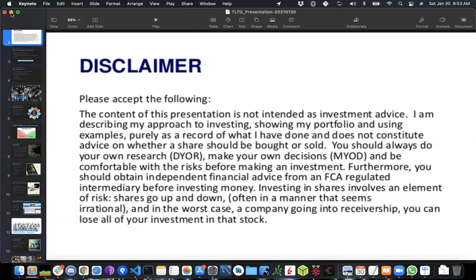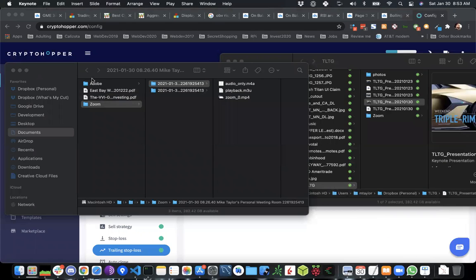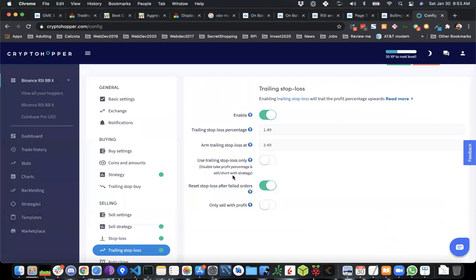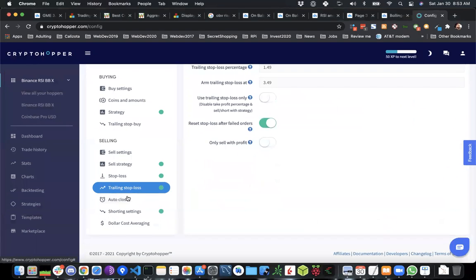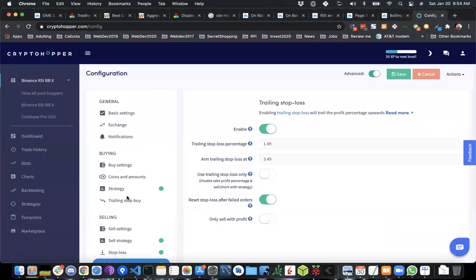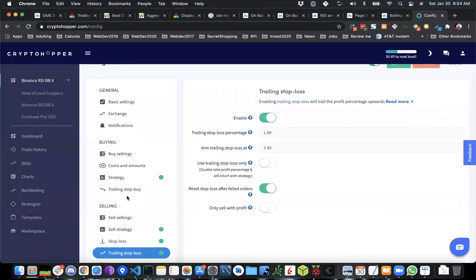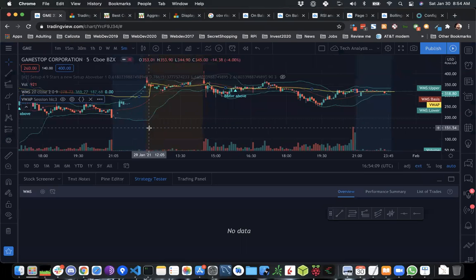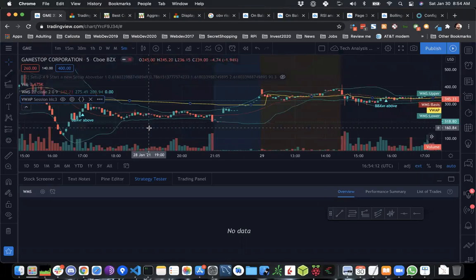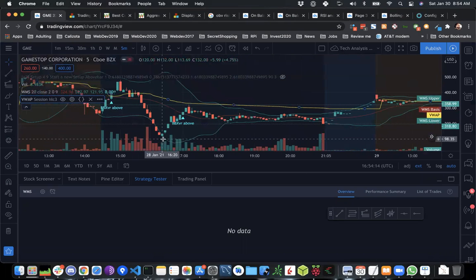So before we got cut off there, I was in the middle of presenting my Cryptohopper, and we were going through the settings. You can look at the last video to go through what we've already seen. Don't need to review any of that, but I was going over trailing stop loss. For those of you who don't know what a trailing stop loss is, it will look at if you've gotten into a trade.